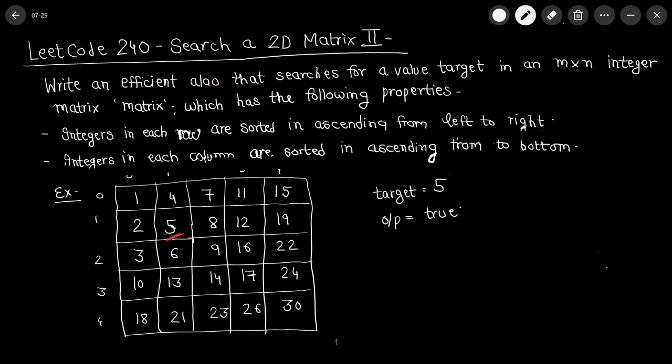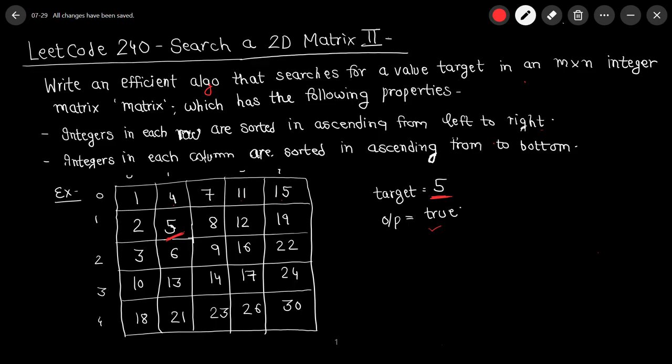Everyone, so today we will be solving LeetCode 240. It's called Search a 2D Matrix Part 2. So the question is simple. We are given a 2D integer matrix and we need to write an efficient algorithm to find whether a given target value is present inside a matrix or not. So suppose we are given here 5. So indeed 5 is present. So that's why we return true.